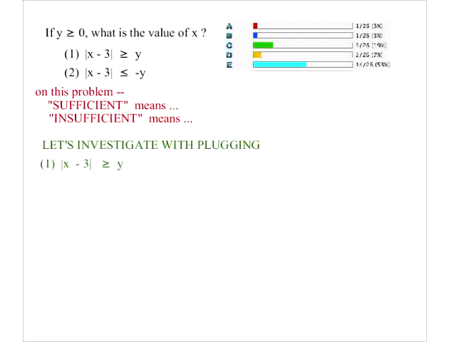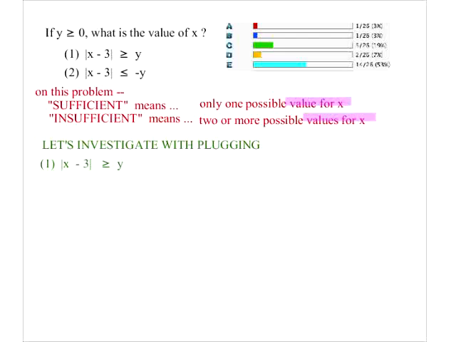Yeah, sufficient means only one possibility for x. We don't care about y. Insufficient means two or more possible values for x. So when you plug, what's important to realize here is what you're trying to do. When you plug, you're looking at values of x, and so that's your goal. Your goal is to try to get different values for x.